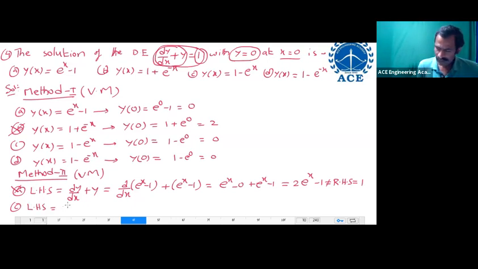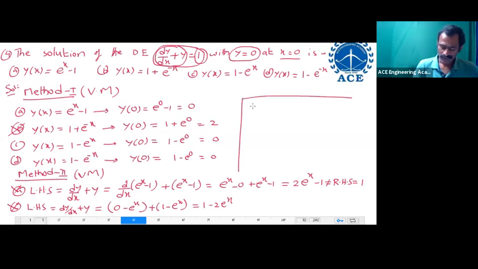LHS dy by dx plus y. That is first derivative of the option C is 0 minus e power x plus the same function 1 minus e power x. This is equal to 1 minus 2 e power x. So third option is also not satisfied. The differential equation is not satisfied with option C also. So first three are wrong means last must be correct. Last answer is correct. Or we can verify this.